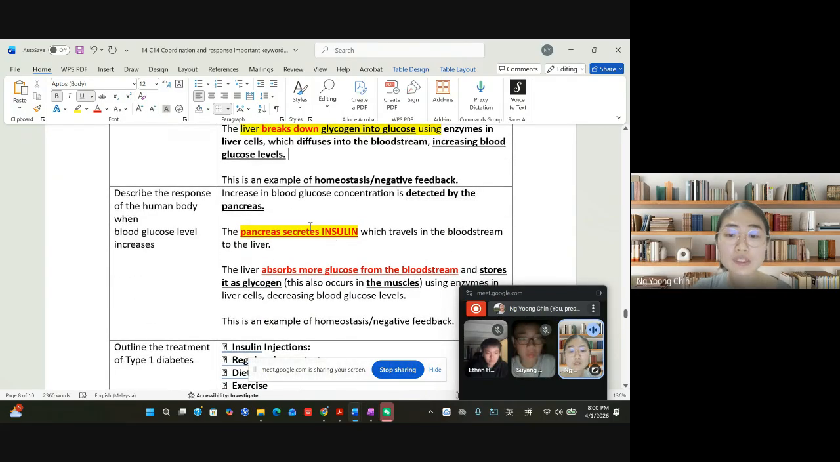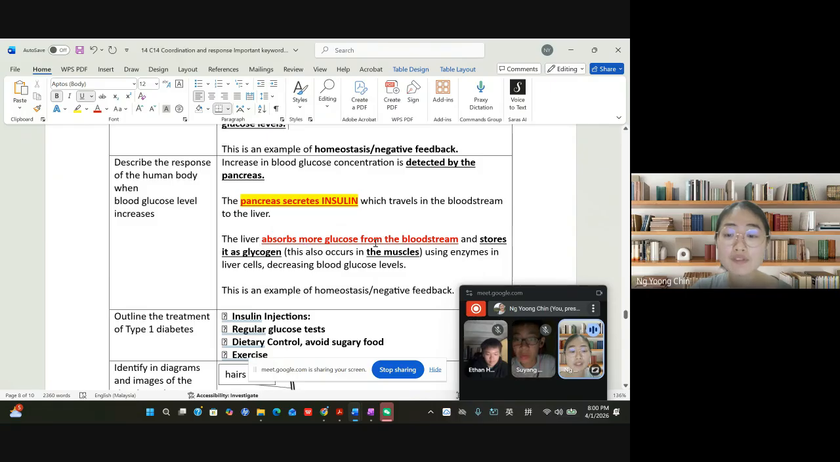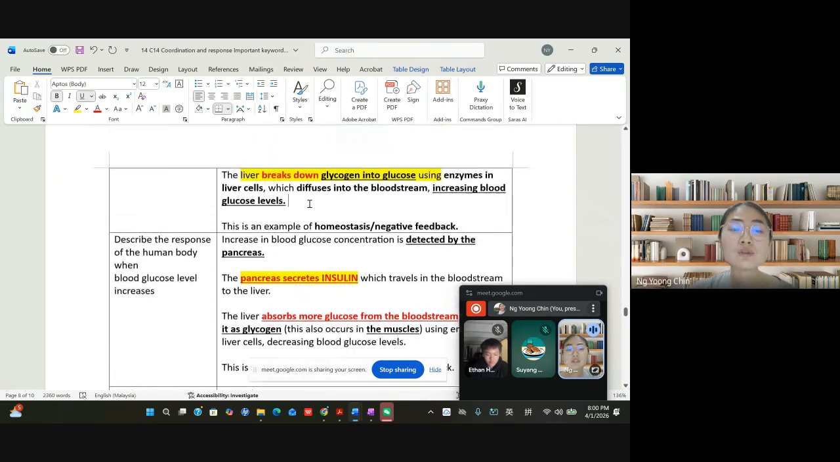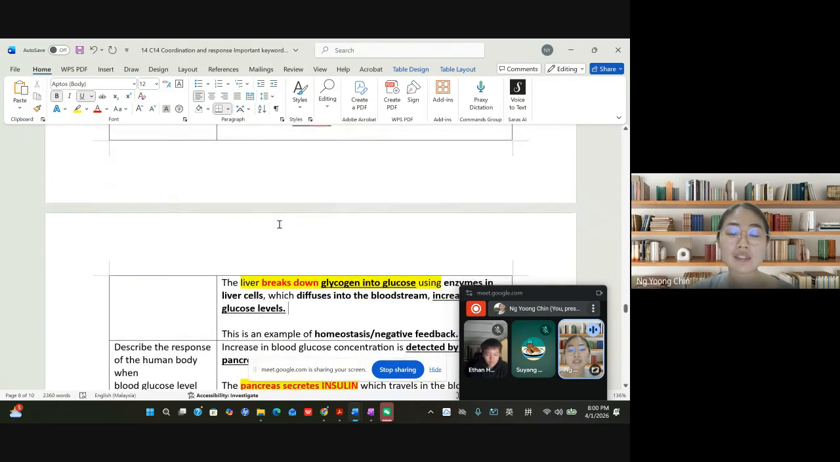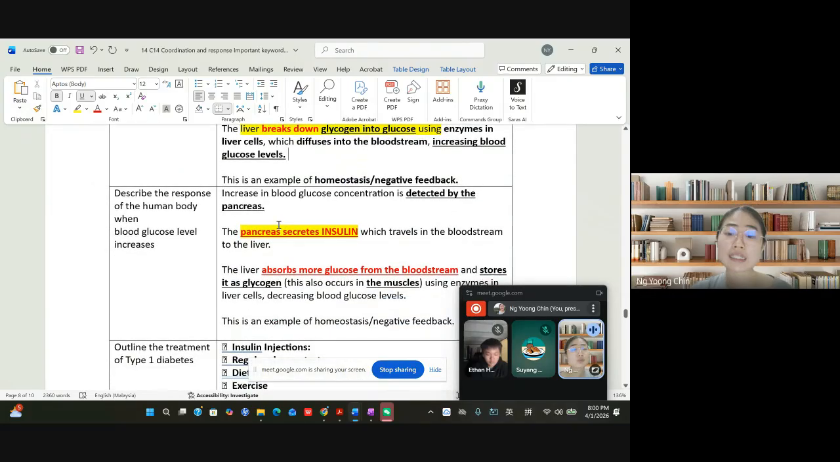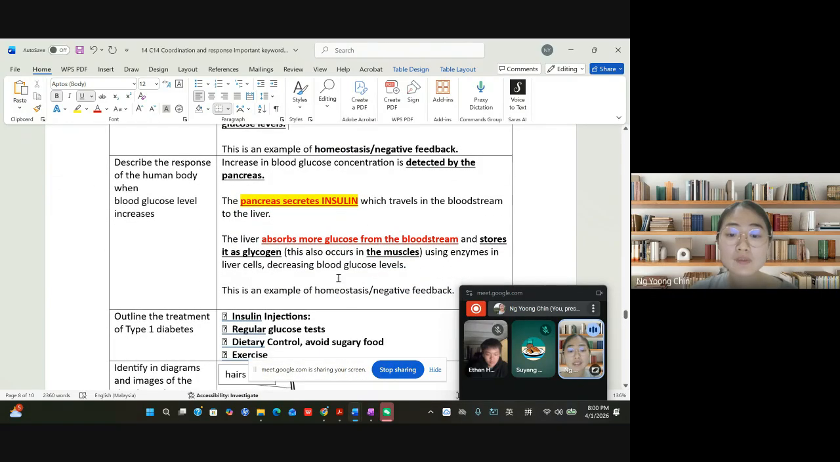So this is insulin. What insulin does is take up the glucose from the bloodstream and store it as glycogen in the liver. So where is glycogen found? Glycogen is found in the liver and also the muscle. Just remember, these two organs consist of glycogen. These two examples belong to the negative feedback mechanism. So this is an example of negative feedback.